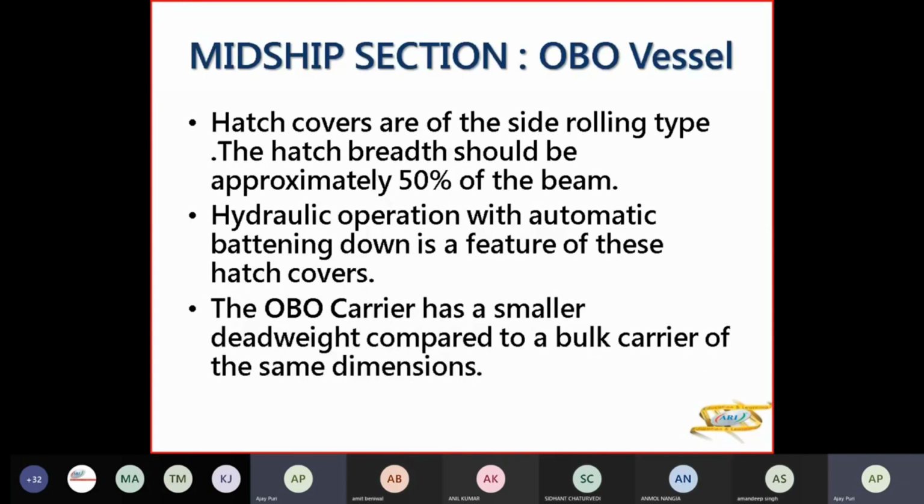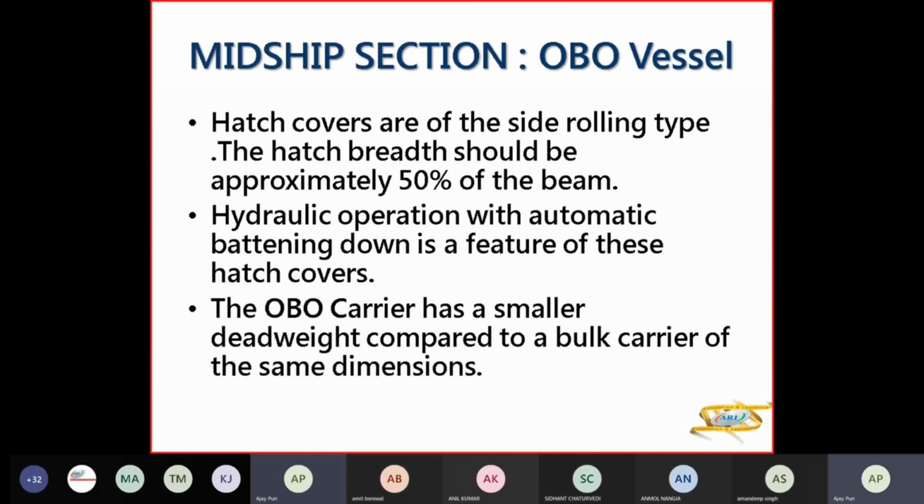Hatch covers are McGregor type and they are side rolling. McGregor hatches are of two types. One is fore and aft opening and one is side opening. So here you have side opening hatches and the hatch breadth will be approximately 50% of the beam.